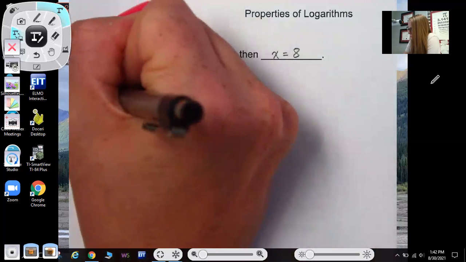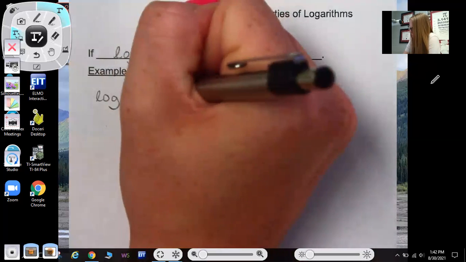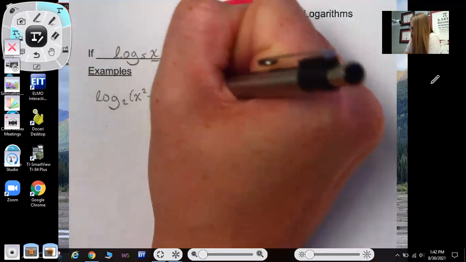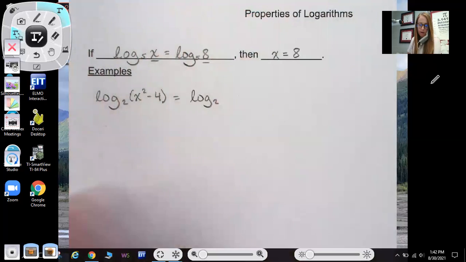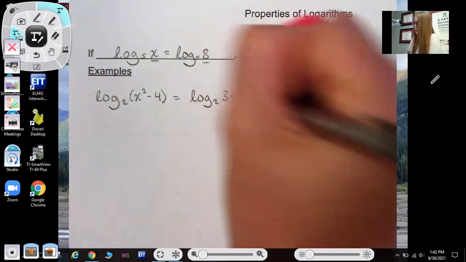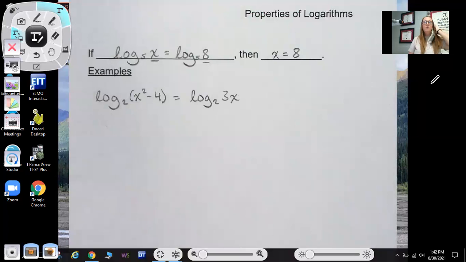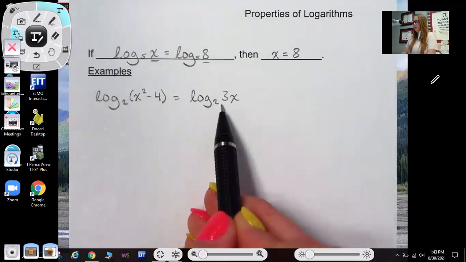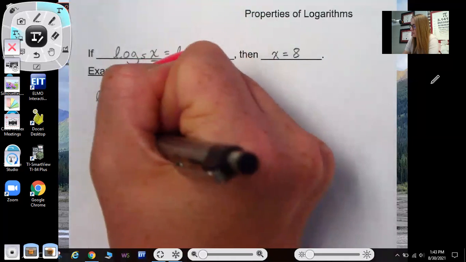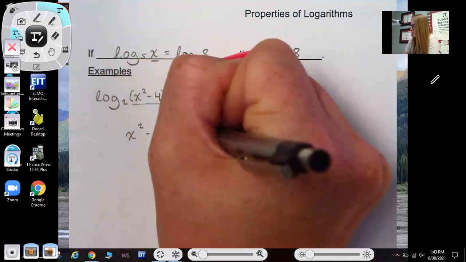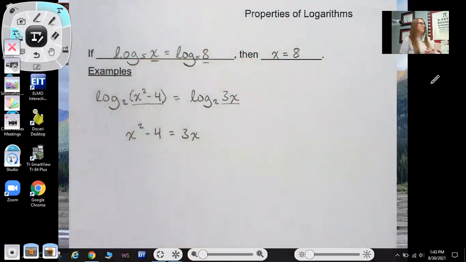For example, log base 2 of x squared minus 4 equals log base 2 of 3x. These two logarithms that are set equal to each other both have a base of 2, which means x squared minus 4 has to be equal to 3x. So we can set x squared minus 4 equal to 3x in order to then solve for x.